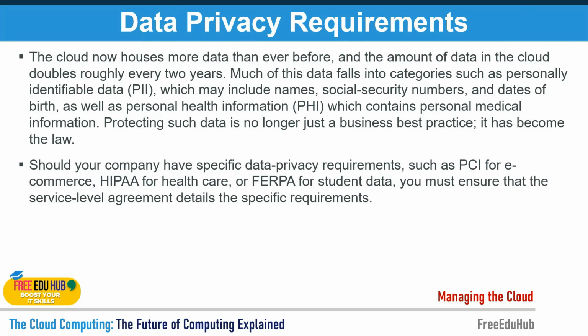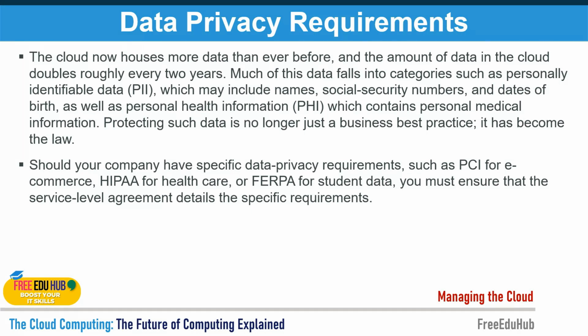Now, for data privacy, the cloud now houses more data than ever before, and the amount of data in the cloud is doubling roughly every 2 years. So much of this data falls into the category of personally identifiable information, which is your personal details available in the cloud, which may include name, social security numbers, date of birth, your mobile numbers, and your personal health information, which we call PHI, which contains personal medical records, etc., and your social security and insurance numbers, which are linked to your health insurance, which is available in the cloud as well.